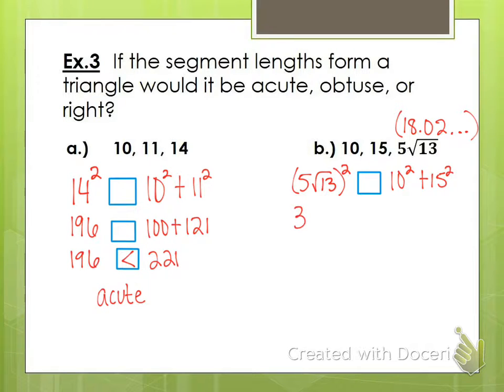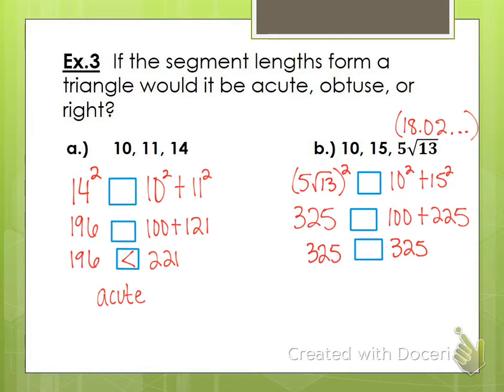325. We agree with 325? That seems about right. 25 times 13, compared to 10 squared plus 15 squared, which is 225. When we add 100 and 225, 325. So what symbol belongs in my little box? Equals, which means this is a right triangle.